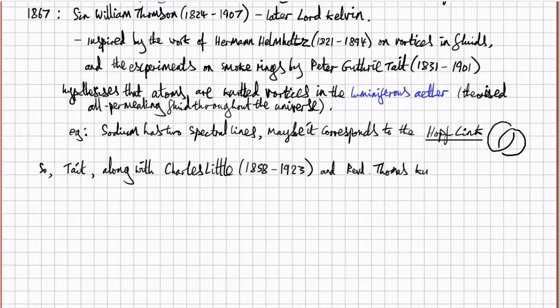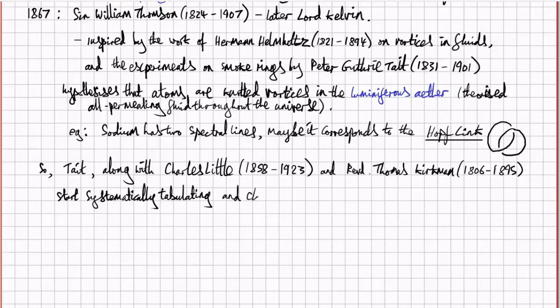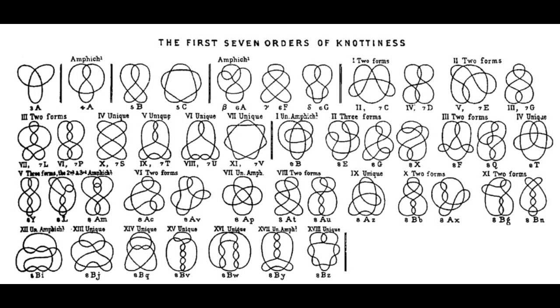So his friend Peter Guthrie Tait, along with two other mathematicians, Charles Little and the Reverend Thomas Kirkman, who was a Church of England priest, started systematically tabulating and classifying knots. And this is one of the diagrams that they came up with.